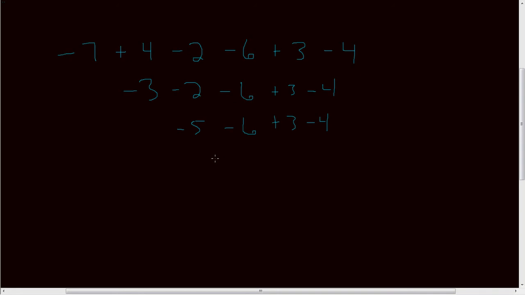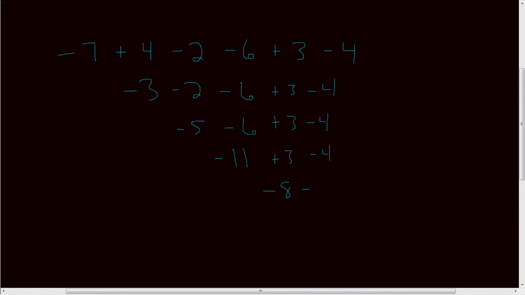We keep going. Negative 5 minus 6 is negative 11. That's another step. Negative 11 plus 3 is negative 8. Another step. And then finally, negative 8 minus 4 is negative 12. So we had 1 step, 2 steps, 3 steps, 4 steps, 4 or 5 steps there to do that problem.